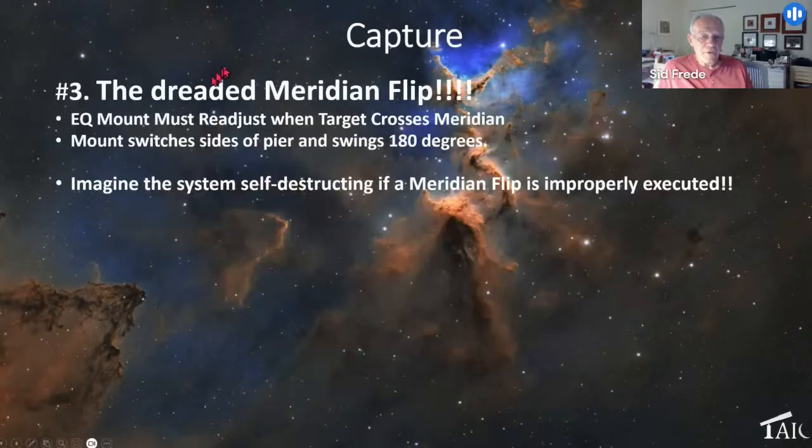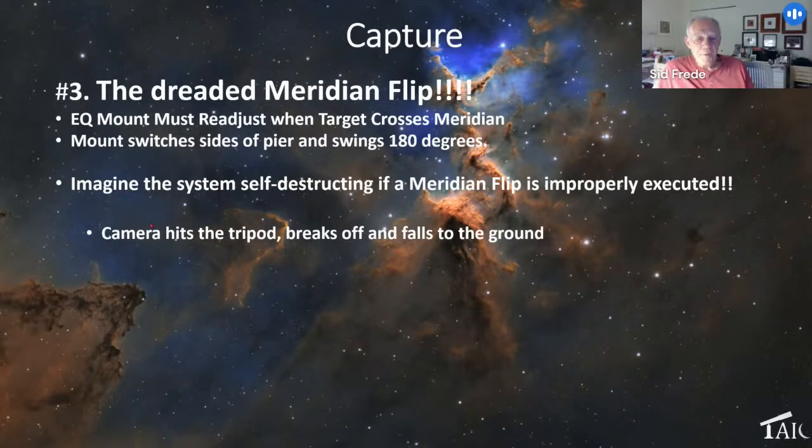And then we get to the dreaded meridian flip. For an amateur astrophotographer approaching this one for the first time, this one's pretty scary because basically our mount has to readjust when the target crosses a meridian. And if you'll remember, my targeting requirement is I'm trying to look for a target that I can stay on all night, which means that I'm going to cross a meridian at least once. So the mount's going to switch sides of the pier, and it's going to swing 180 degrees. So if you can imagine the system self-destructing if that meridian flip is not properly executed.